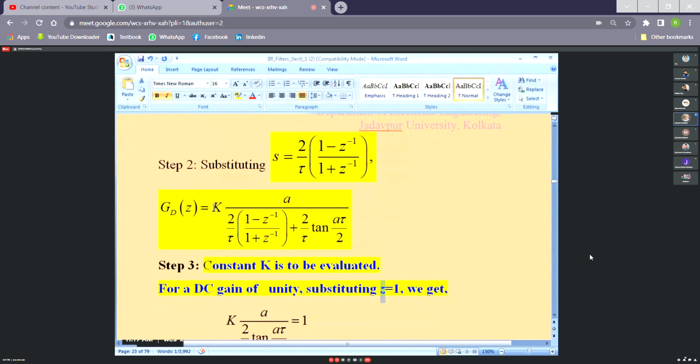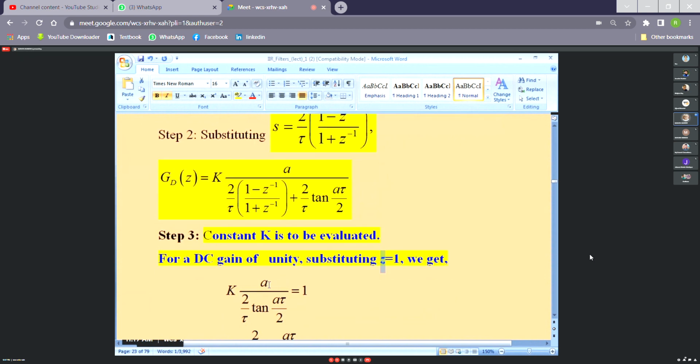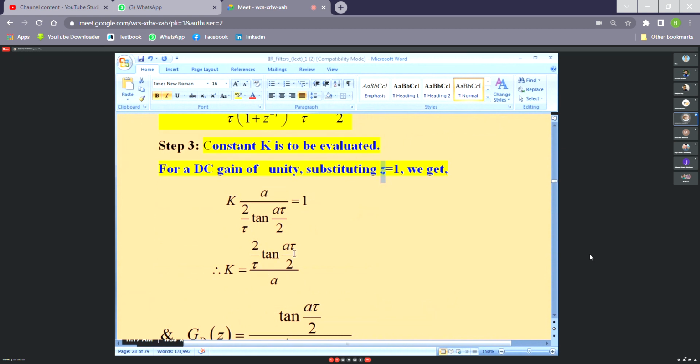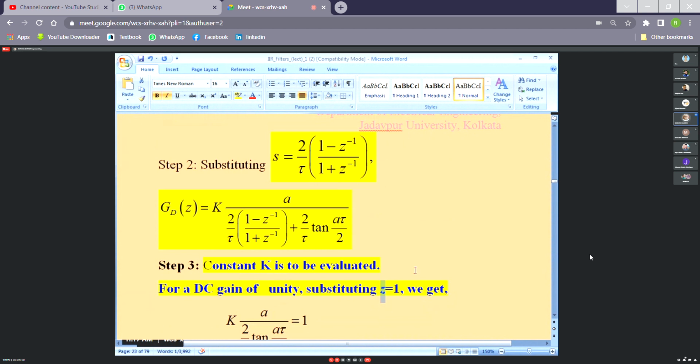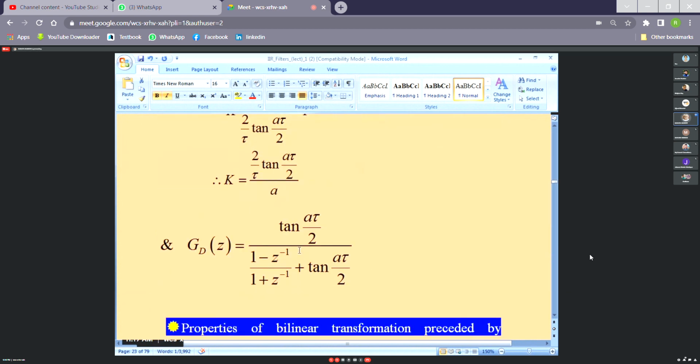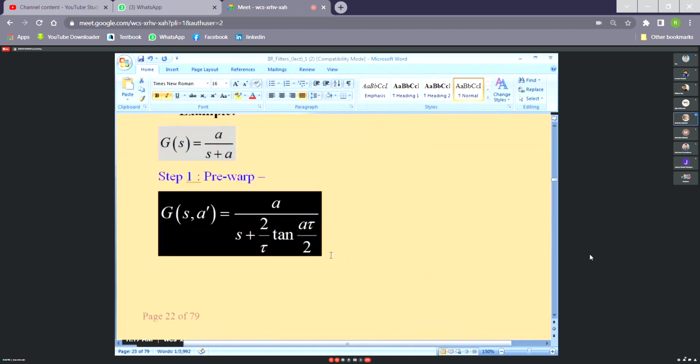DC gain of the digital filter is obtained by replacing Z with 1. So you get the DC gain of the digital filter as written on the left hand side, this term. So that should be equal to 1. So K should come out as 2 by tau tan A tau by 2 by A. On making that replacement for K here, what do you get? You get Gd(Z) as given there. So that is the final form of Gd(Z). So write down this example.